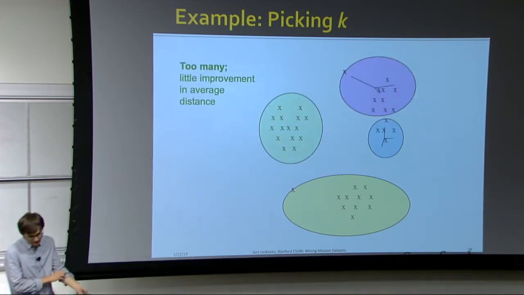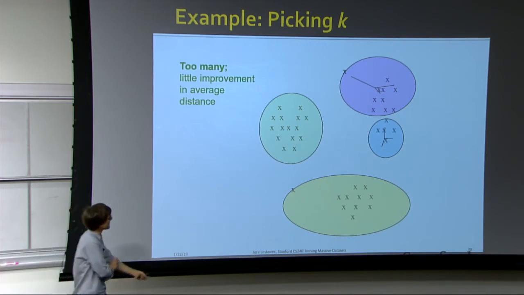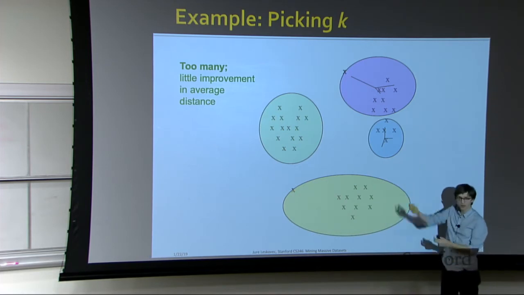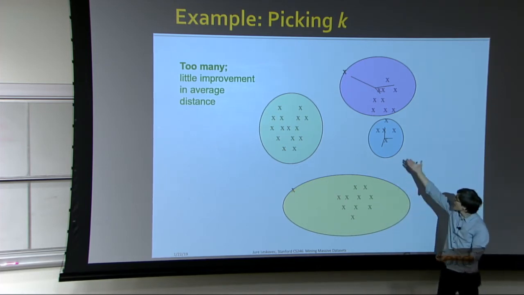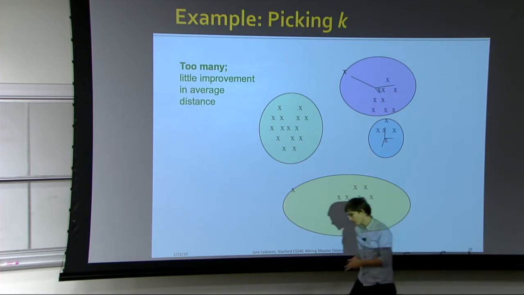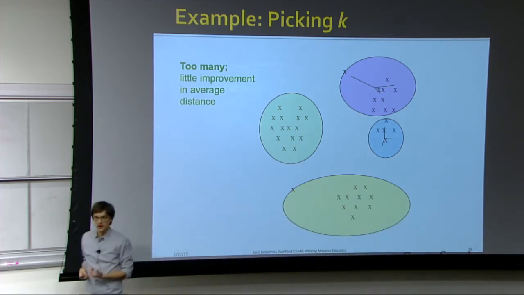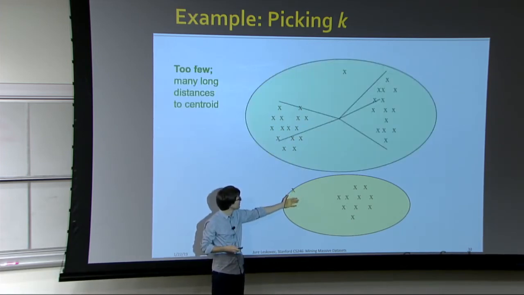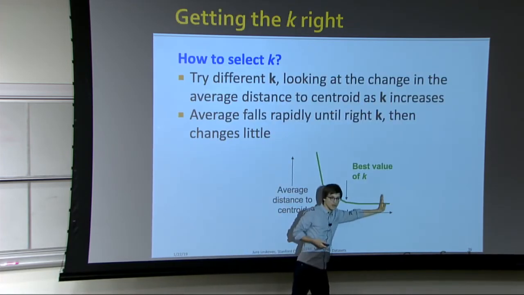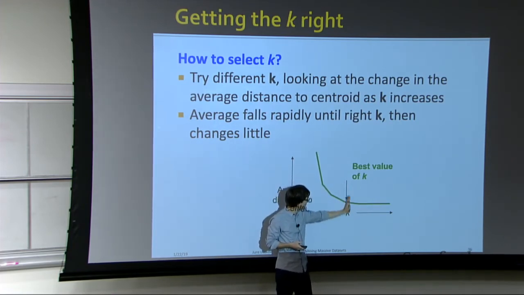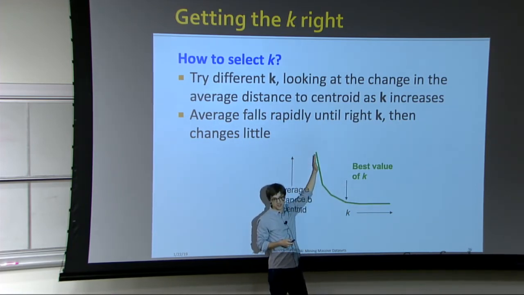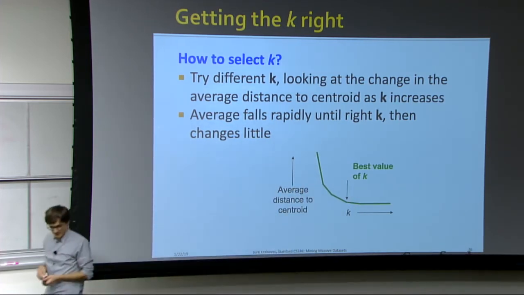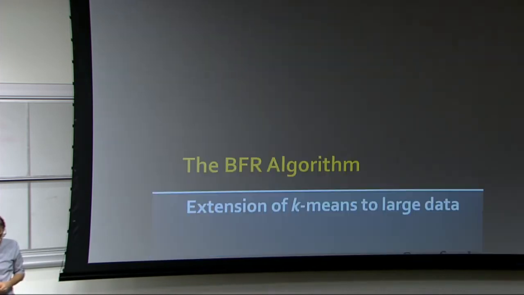And of course, if I pick even more clusters, now I keep increasing k, basically what happens is that I'm just over-clustering my data set, so my average distance to the cluster centroid will actually stop decaying rapidly. So I know that I have too many clusters, right? So this regime would be somewhere here. The just right would be somewhere here, and too few is here. Right, so based on the shape of this curve, you can select the true number of clusters you want.